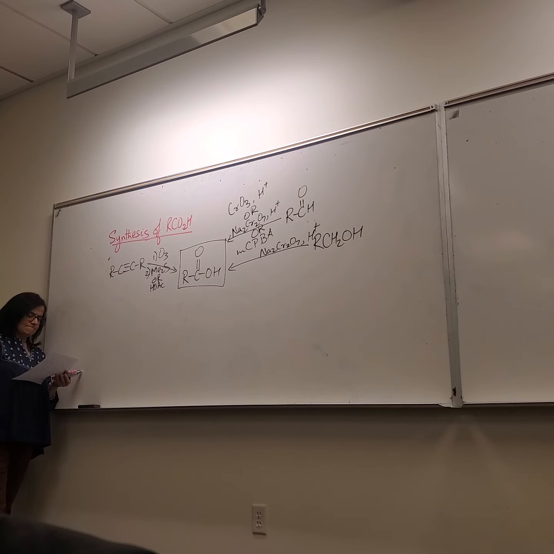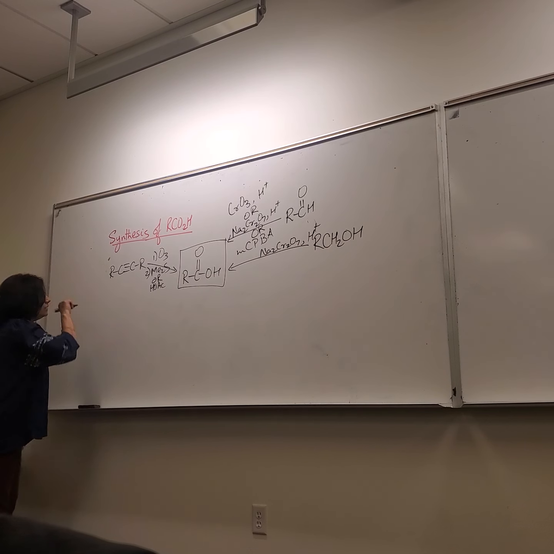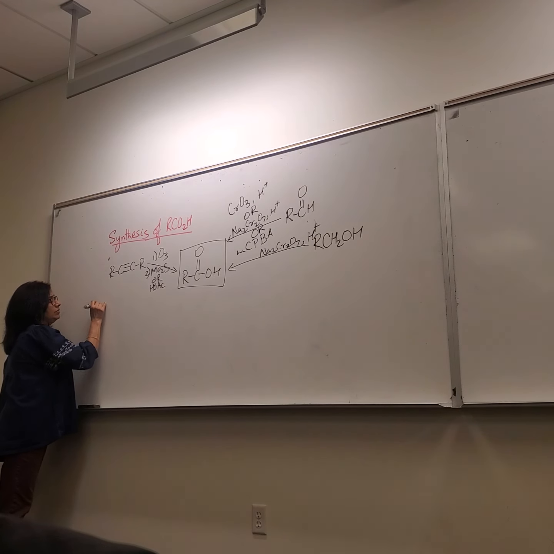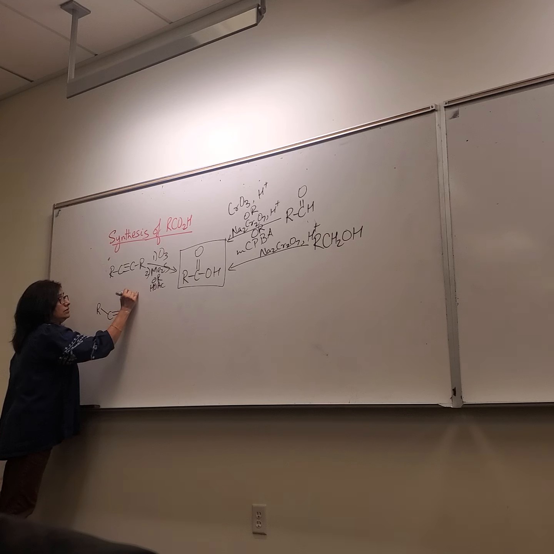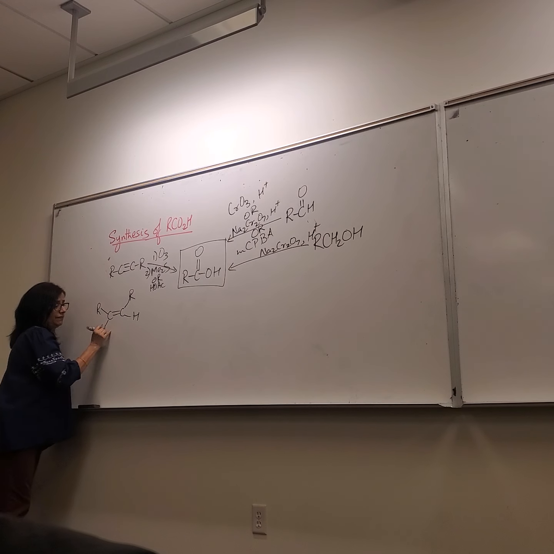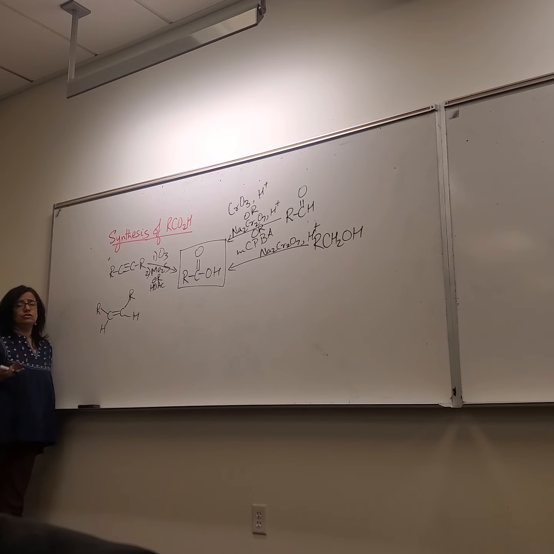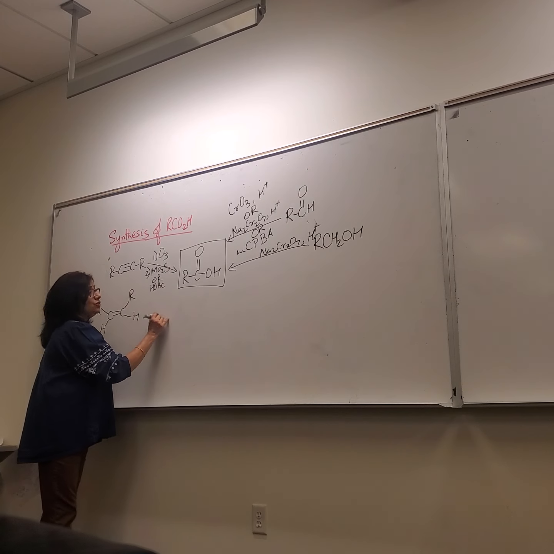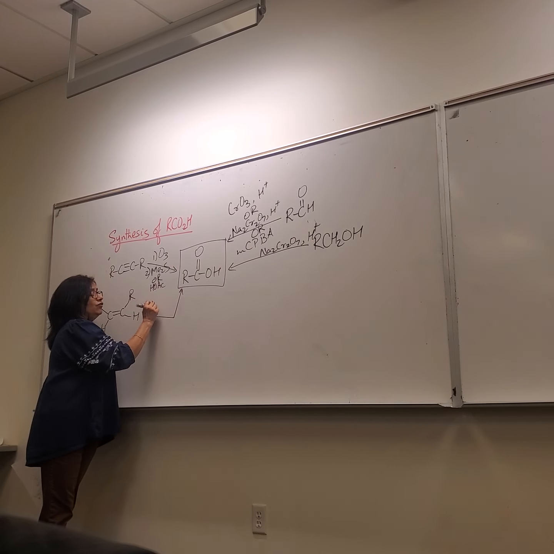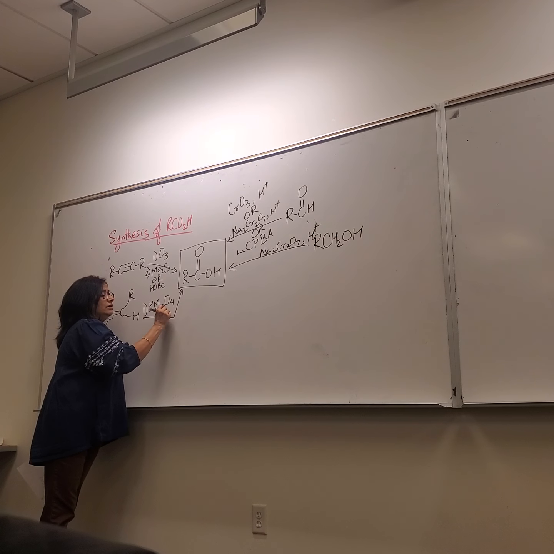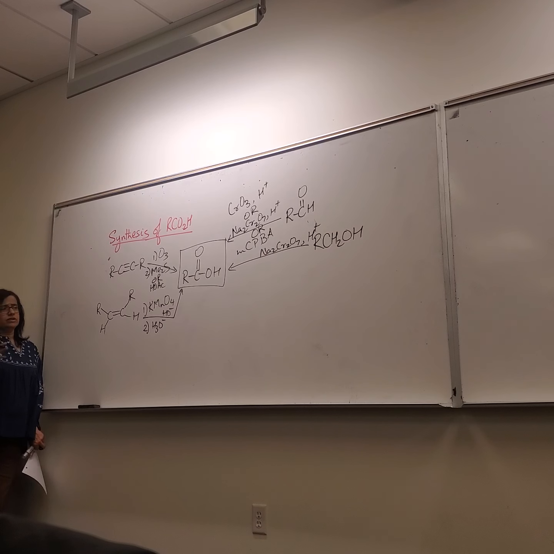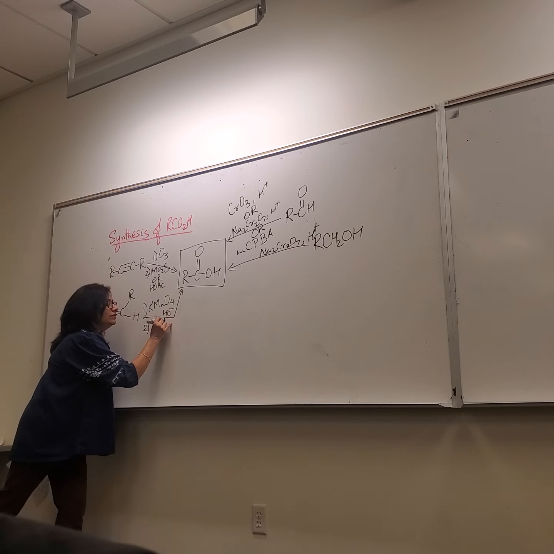Okay, what else? KMnO4. But what is the reactant? An alkene. But then it has to be an alkene that has at least one hydrogen on it. If they're all R groups, then you just get a ketone and you'll stop. So you have to have hydrogens there. You're using a strong oxidizing agent, KMnO4, in the presence of a base. But then you also have to acidify it, otherwise you just get the carboxylate, not the carboxylic acid.